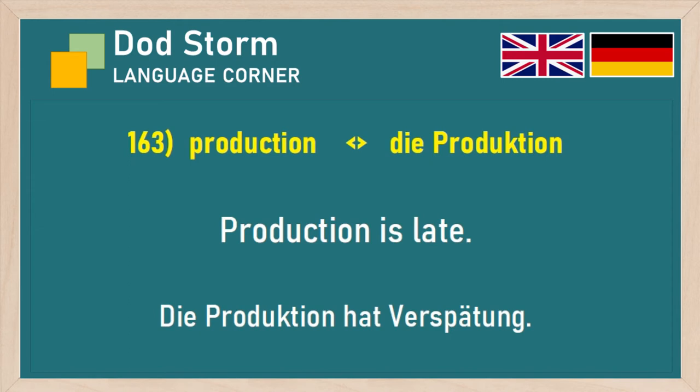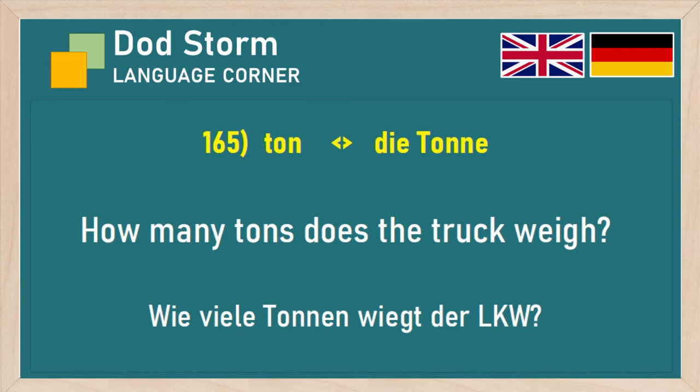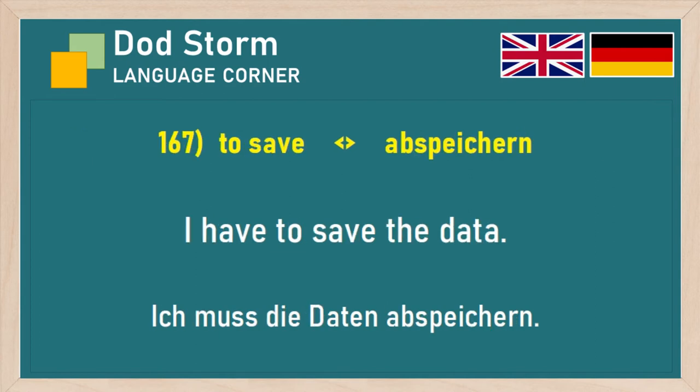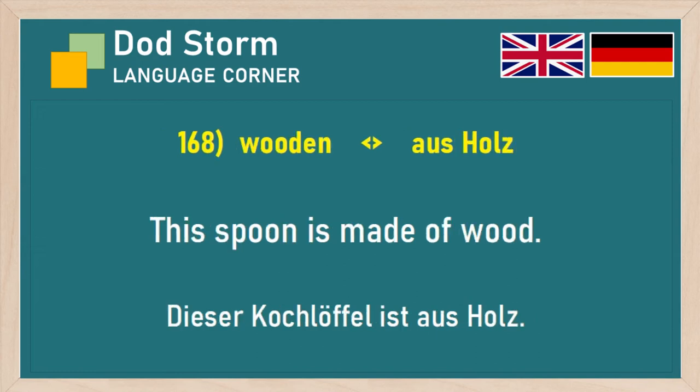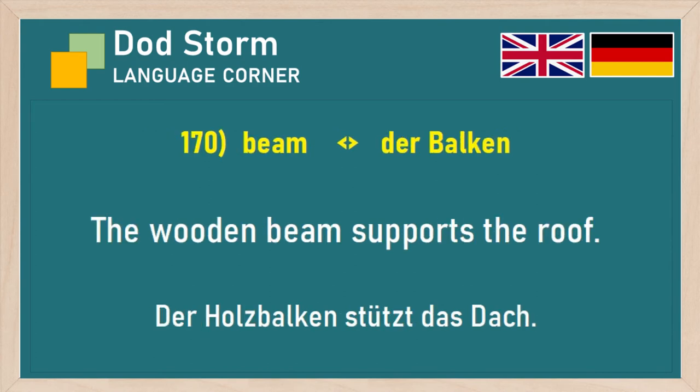Production is too late. This material is rust-proof. How many tons does a truck weigh? One. This spoon is made of wood. We train new specialists. The wooden beam supports the roof.